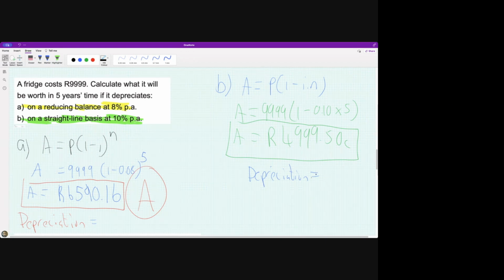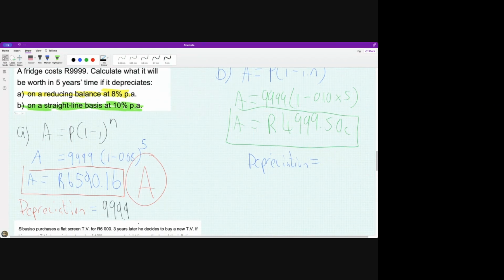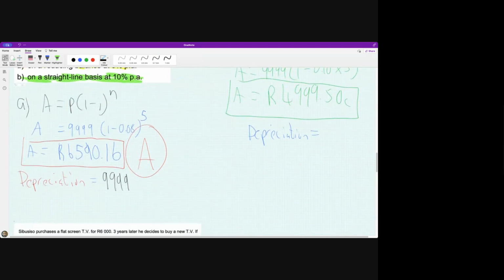Do you know how to work that out? I'll give you some time to think about that. So for A, it started out life being worth 9,999, but we lost how much? At the end, it was worth this. So the difference between these two must be the amount of depreciation.